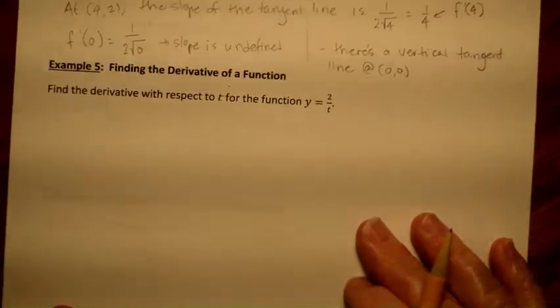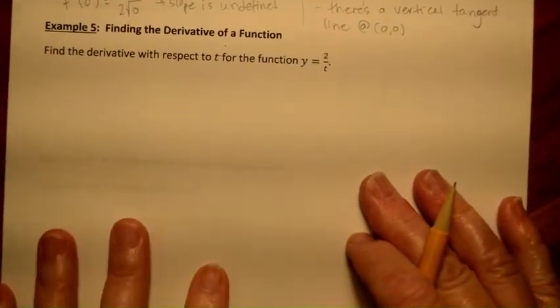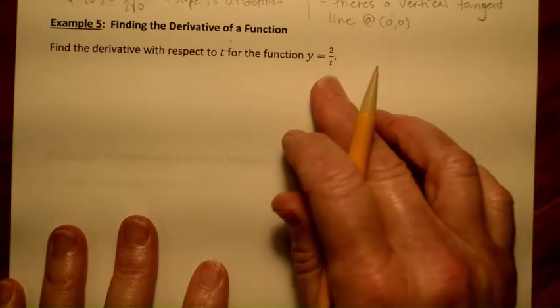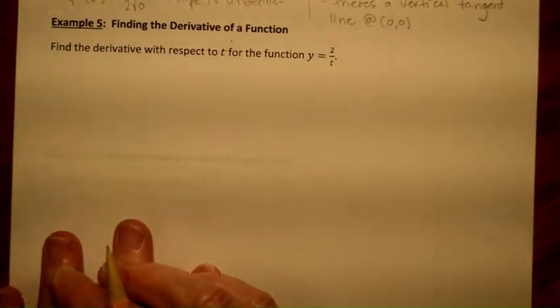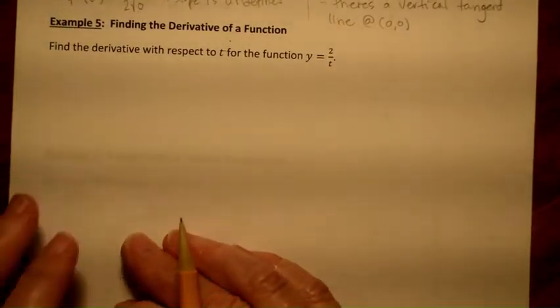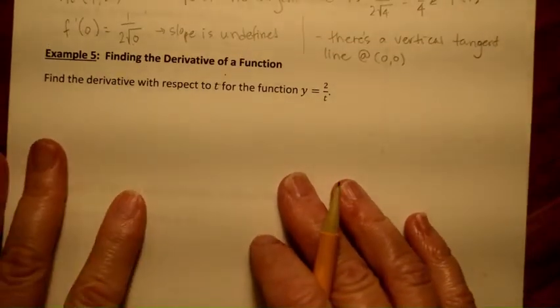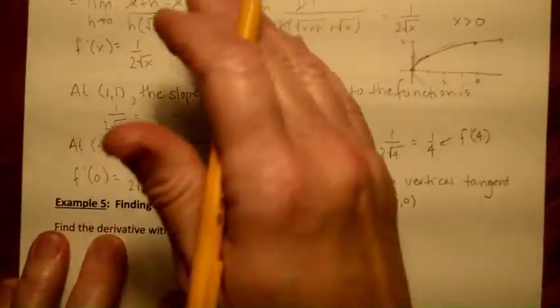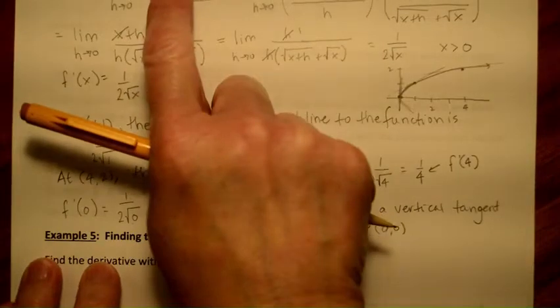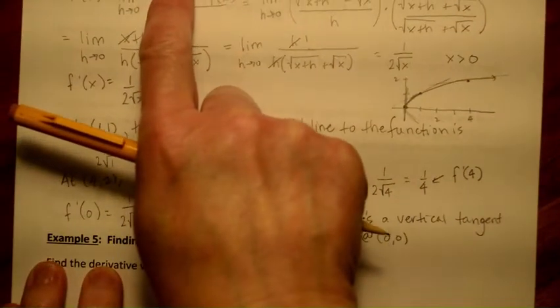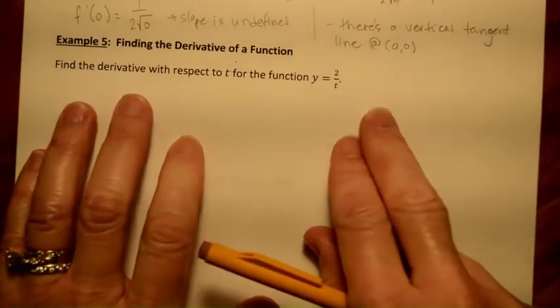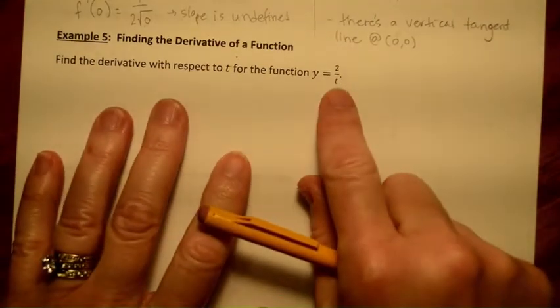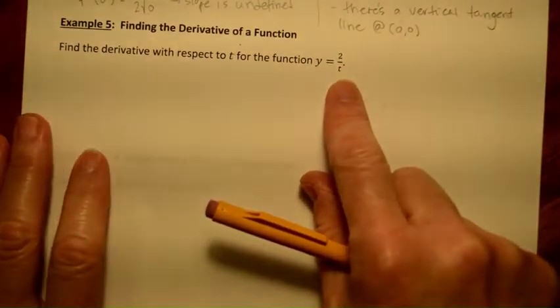Okay, for example 5. Find the derivative with respect to t for the function y equals 2 over t. So here, again, in our original one that we did in example 3, it was just a factor and cancel. In our second one, example 4, we're looking at square roots. And again, the third type of limit process that we talked about was with complex fractions. So we want to see how that's going to look here.